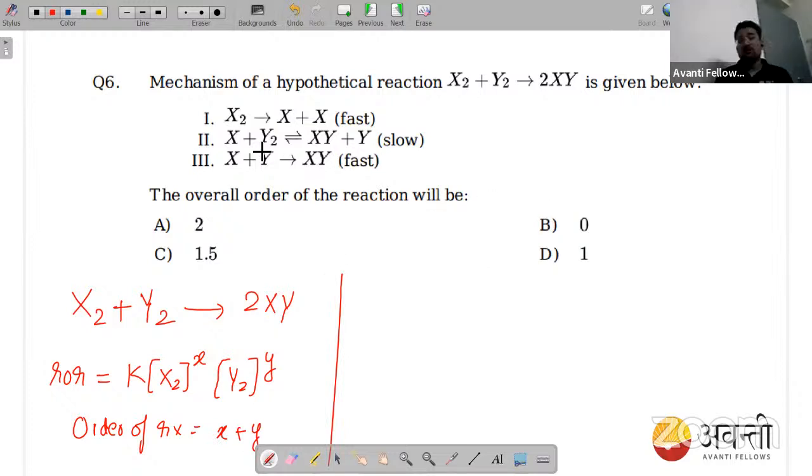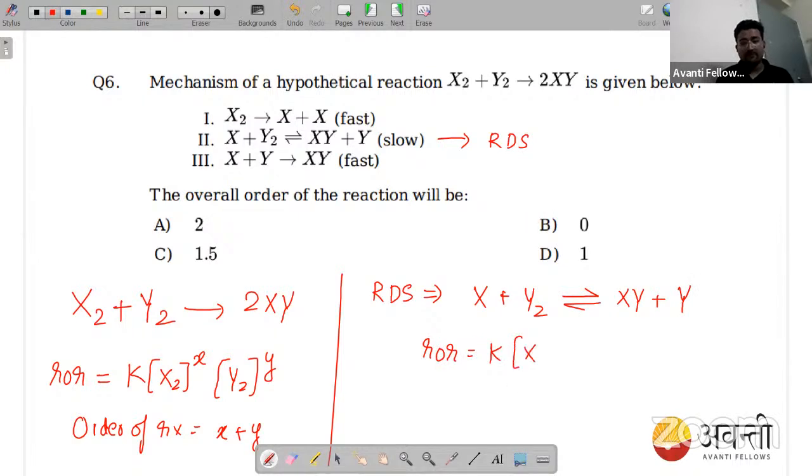Now coming to the mechanism of the reaction. You can clearly see that we all know the slow step is the rate determining step. So we have to deal with only the RDS, the rate determining step. And what is this? X plus Y2 will give XY plus Y. So by this reaction, we can calculate the rate of reaction equal to k [X][Y2]. Now we get Y2 to the power 1, that means the Y value is 1.